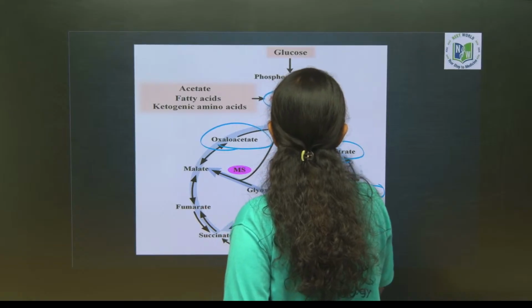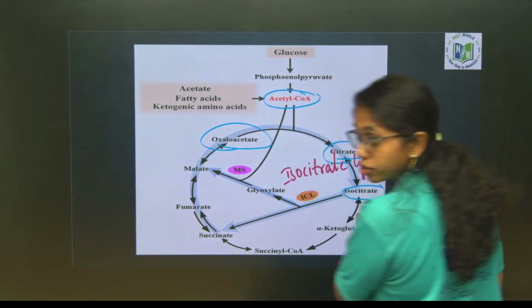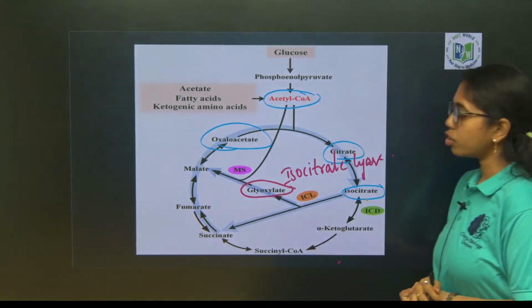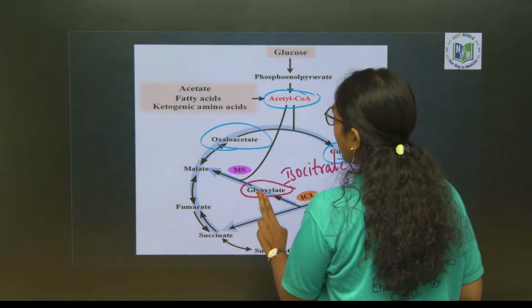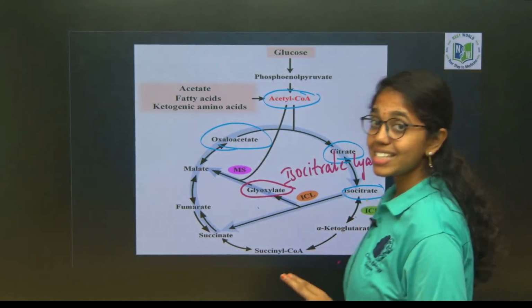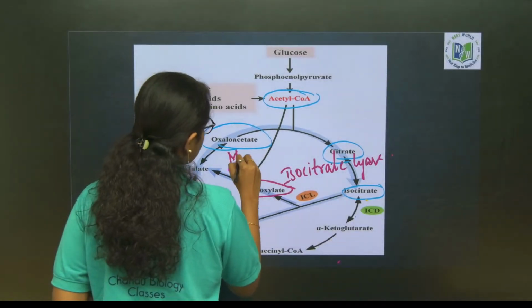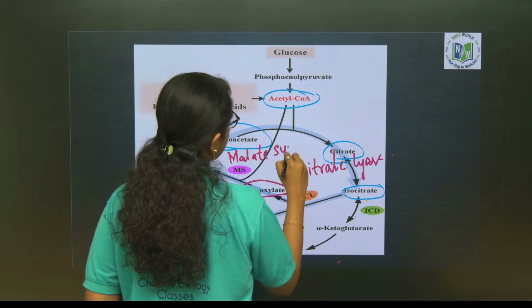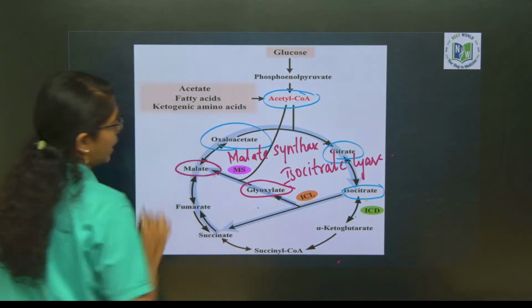Isocitrate lyase. Through this enzyme, isocitrate will be converted to glyoxylate. And glyoxylate, again by the enzyme malate synthase, gets converted to malate. These two are the major enzymes, beta, you have to remember for sure.